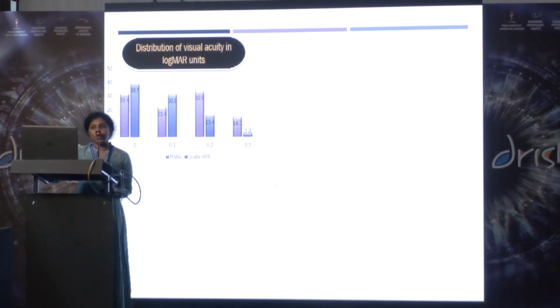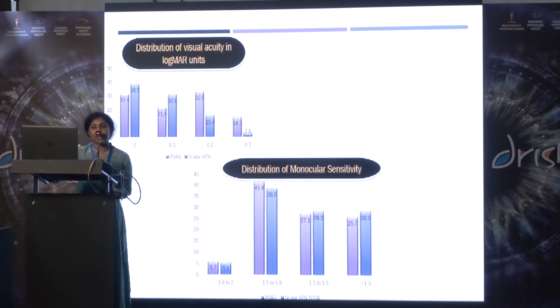Distribution of visual acuity in logMAR units. Majority of my POAG patients had a visual acuity of 0.2 in logMAR units, and ocular hypertensives had a visual acuity of 0 in logMAR units.